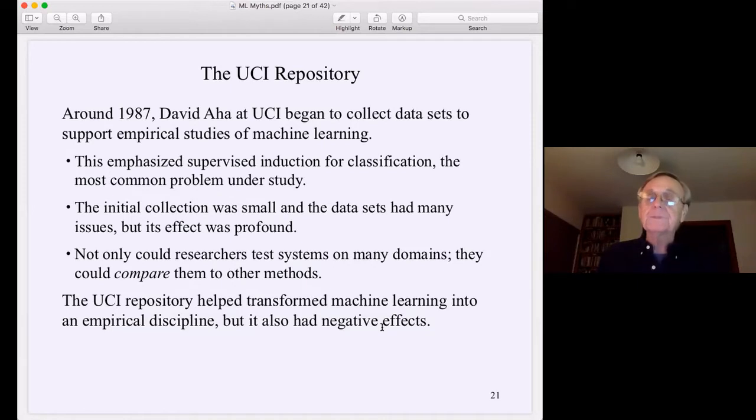And of course, most of the stuff he collected was for supervised learning for classification tasks, because that was the most common problem under study, even back then. And the initial collection was small. The data sets, there were many issues. I won't tell you about the mushroom data set unless there's time later. But it really had a profound effect, because not only could researchers test their system on many domains and thus show generality, but they could compare them to other methods. And that ability really helped transform machine learning into a serious empirical discipline. But it did have some negative effects, and I'll come back to those in a little bit.